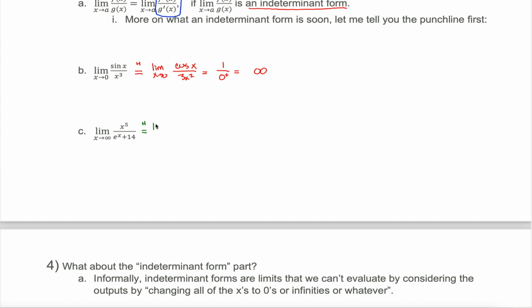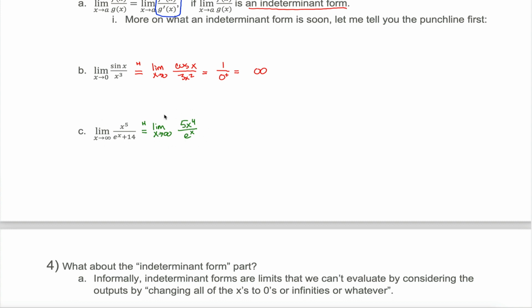L'Hopital's rule tells us that this limit is equal to the limit as x approaches infinity. I want to keep that part the exact same, but then I take the derivative of the top and the derivative of the bottom. So 5x to the 4th power is the derivative of the top, and the derivative of the bottom, because it's a sum of terms, is the derivative of each of the terms individually. The derivative of e to the x is just e to the x, and the derivative of this 14 is just 0. So L'Hopital's rule tells me that this limit is equal to this limit.